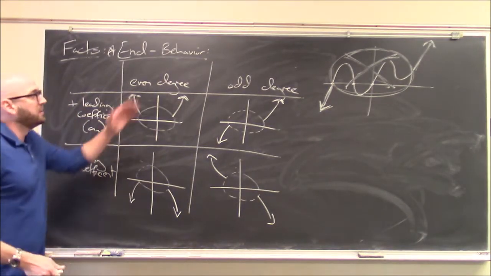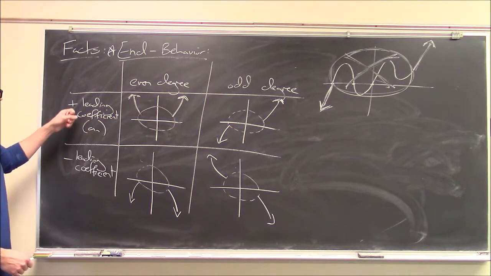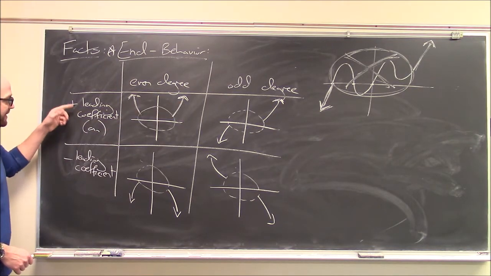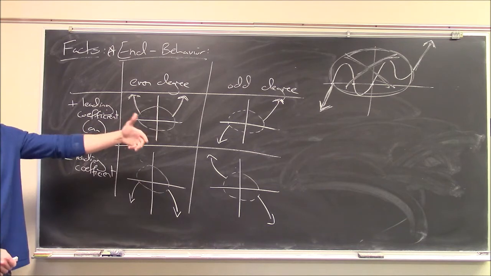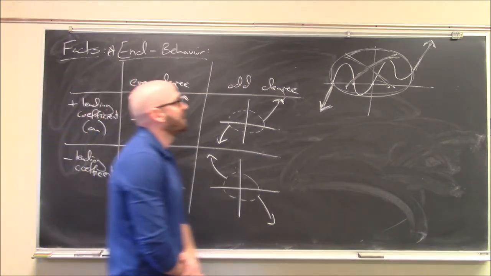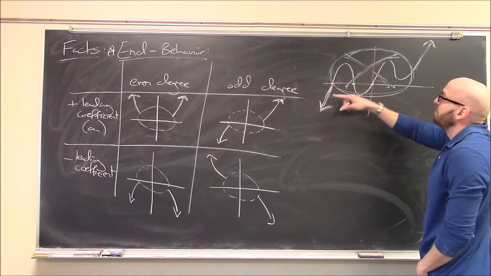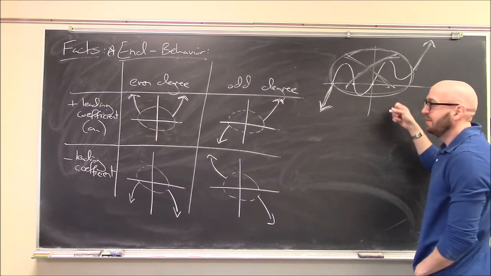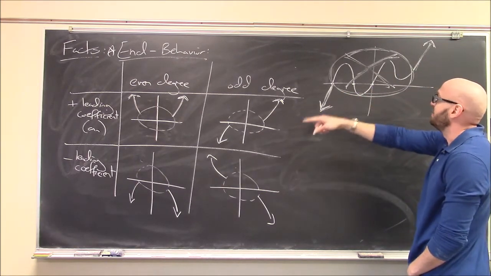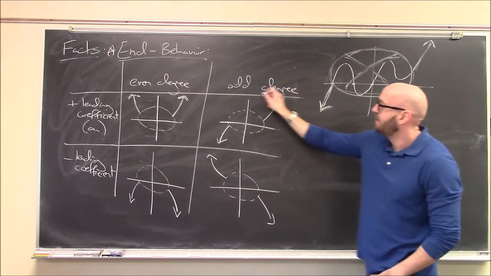So knowing something about the degree of the polynomial and something about the sign of the coefficient can tell you something about the shape of the graph. Coming back to this guy, which case are we in here? I know this must be the graph of a polynomial with odd degree, and its leading coefficient must be positive. We're in this case.